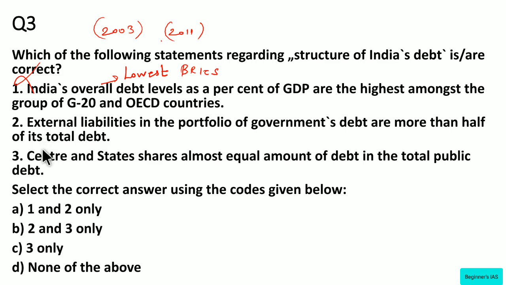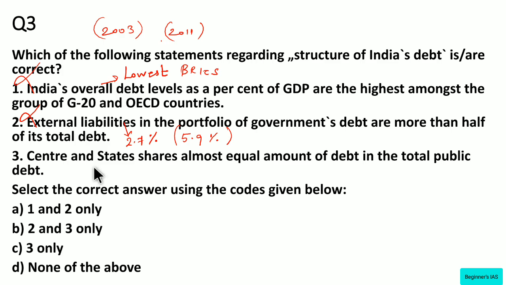What about statement number 2? See, the government debt portfolio is characterized by very low foreign exchange risk, as external liabilities are 2.7% of GDP, and also note that it is 5.9% of total central government liabilities. Therefore, this statement is also wrong. It is not more than half of its total liabilities.